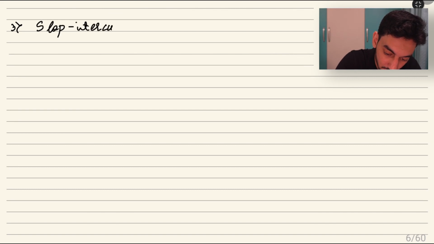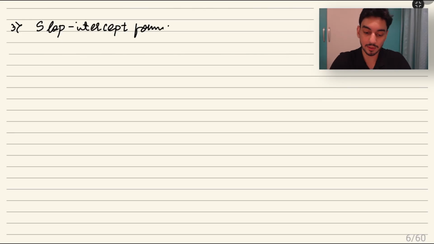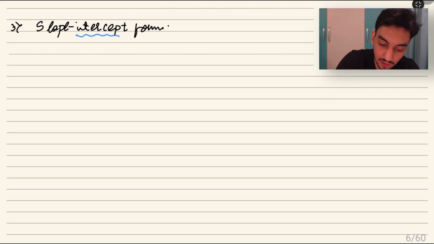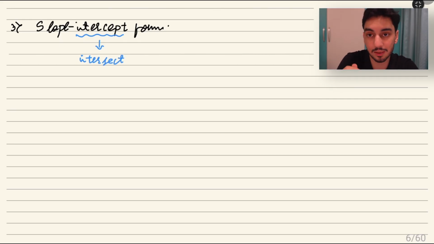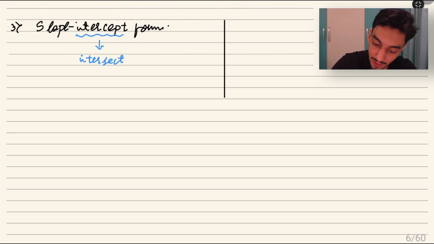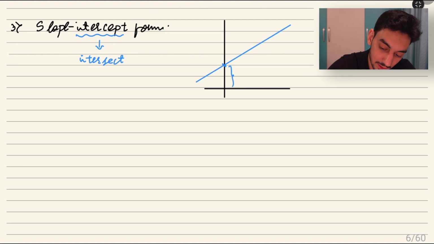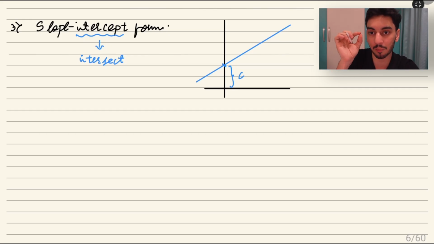Slope-intercept form. Now, before doing slope-intercept form, we should know what an intercept is. Intercept is just a fancy word for intersect. If I have the x and the y axis over here, and a line which intersects the y axis at any point c, or this distance over here is c, then that is my y intercept.